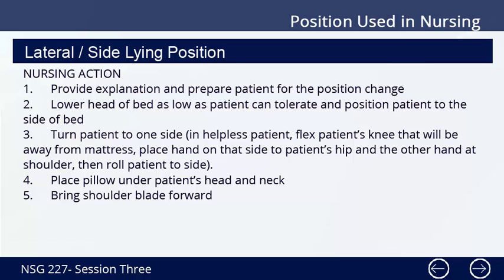4. Place pillow under patient's head and neck. It maintains alignment, reduces lateral neck flexion, and decreases strain on sternocleidomastoid muscle. 5. Bring shoulder blade forward. Prevents weight from resting directly over shoulder joint.